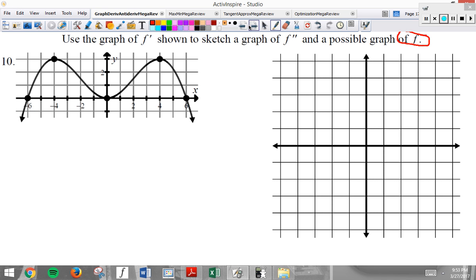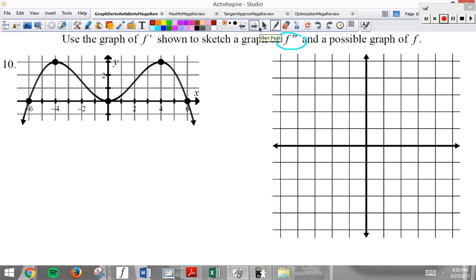Alright, try both. We're going to do a graph of F prime, F double prime first. This is a graph of F prime. Make a graph of F double prime. Make a graph of F prime. 3, 2, 1. Okay. Important parts. Now this will be more important on the other one. But these jump out at me for obvious reasons.